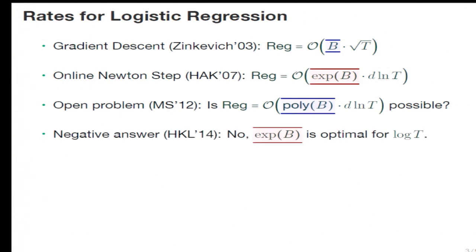And then Hazan, Koren, and Levy showed that no, you can't. If you want logarithmic regret, you need to pay exponential in B. Okay. So is this the end of the story?